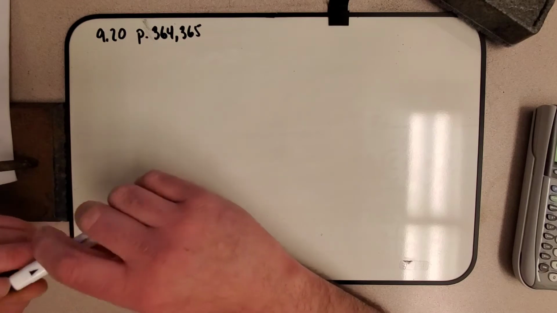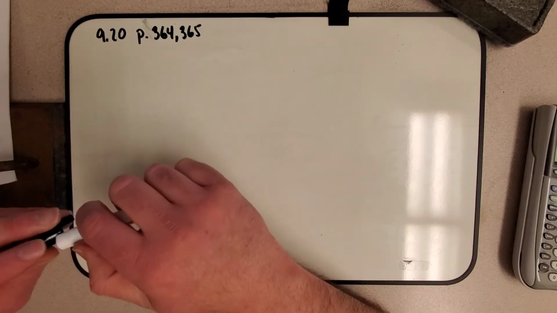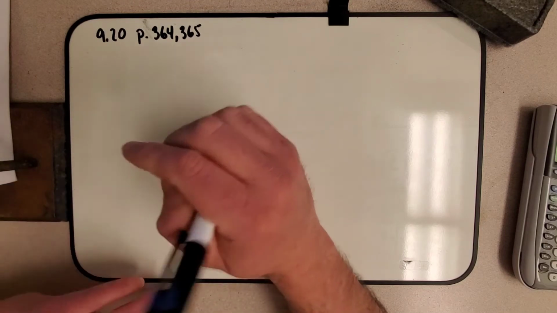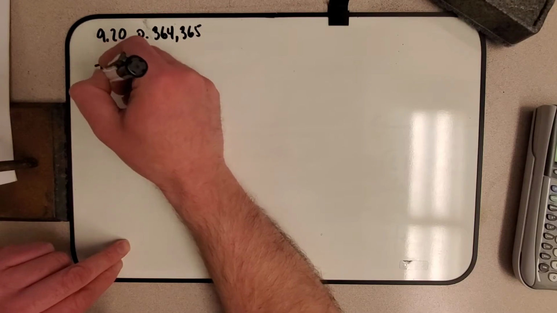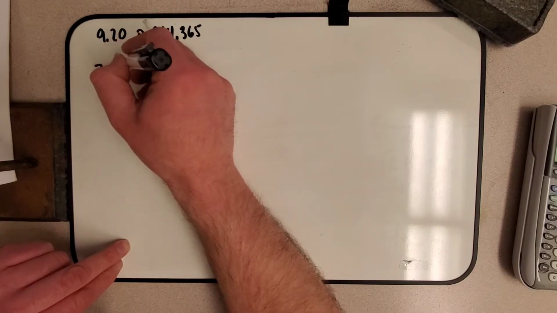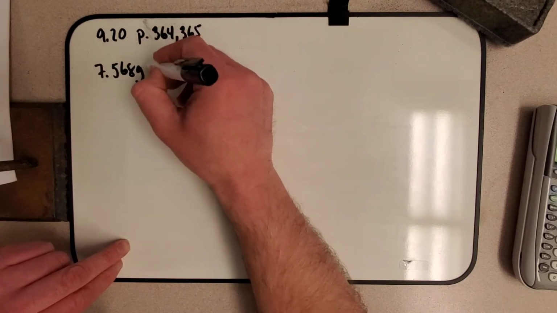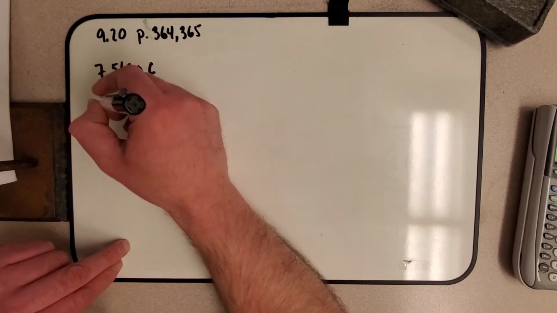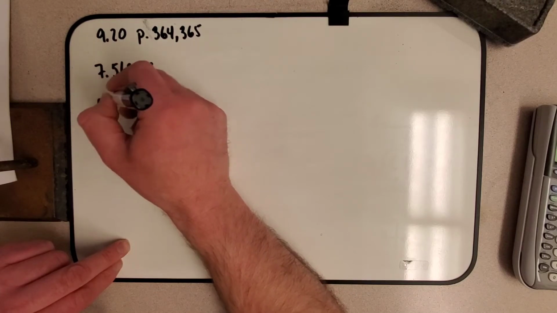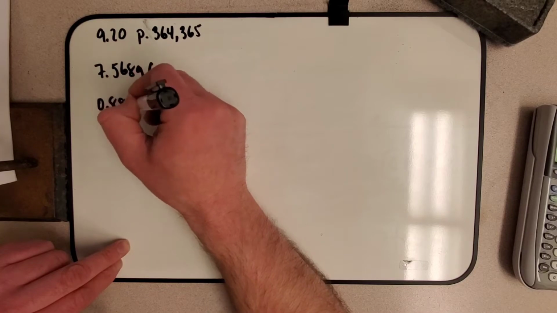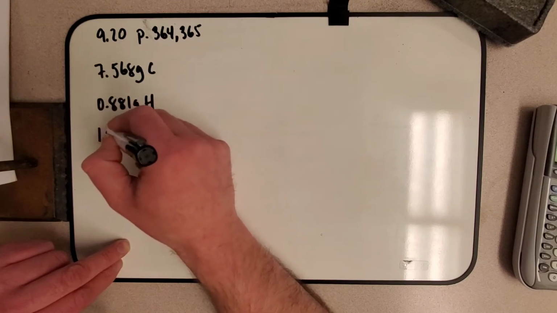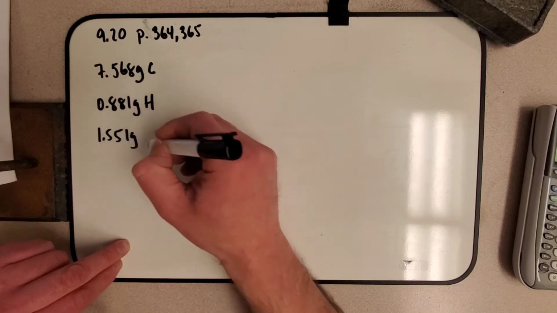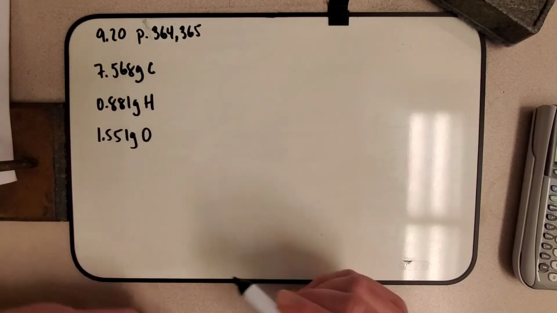So analysis of a sample of ibuprofen, the active ingredient of Advil, shows that the sample contains, and I'm going to state it right away, 7.568 grams of carbon, 0.881 grams of hydrogen, and 1.551 grams of oxygen.